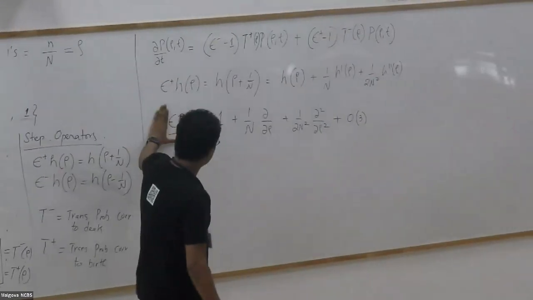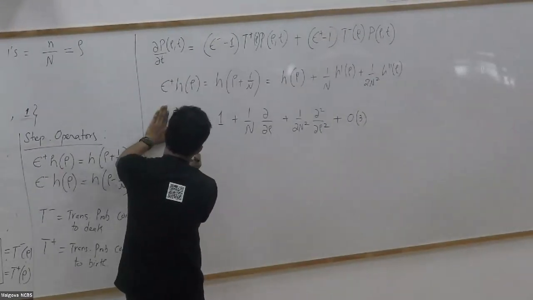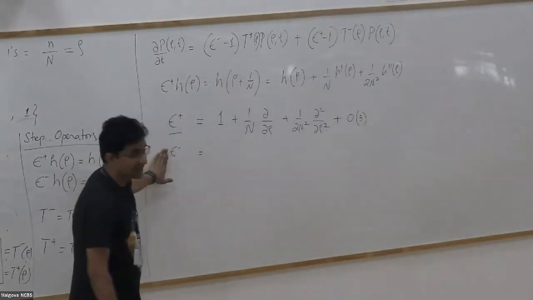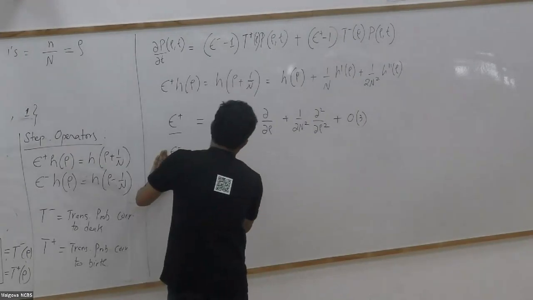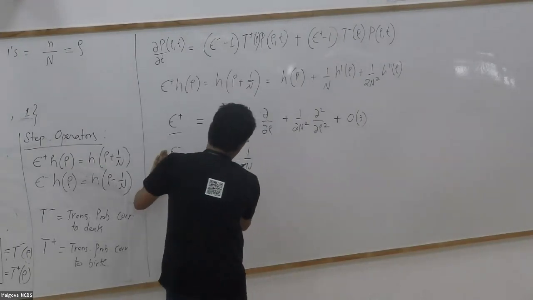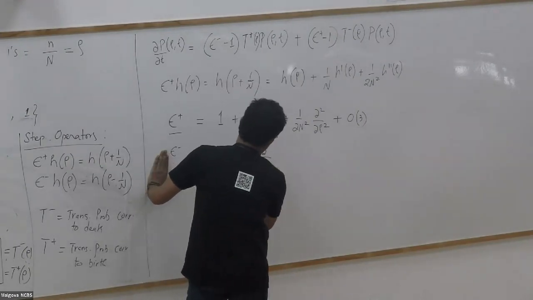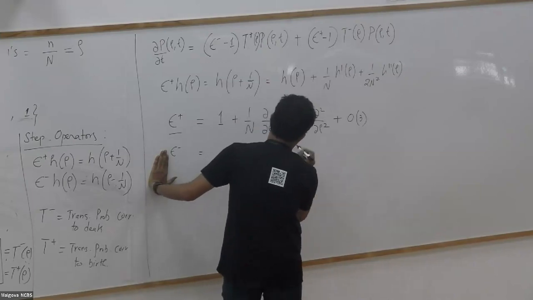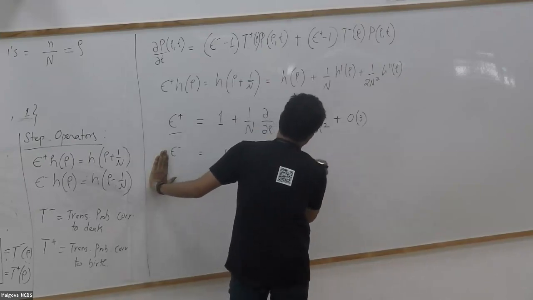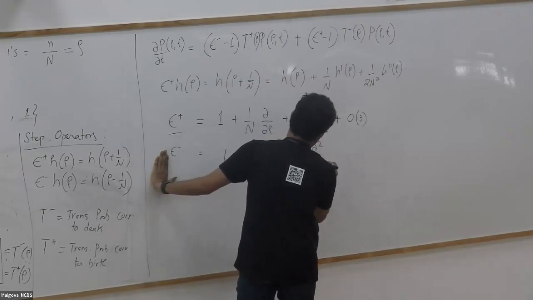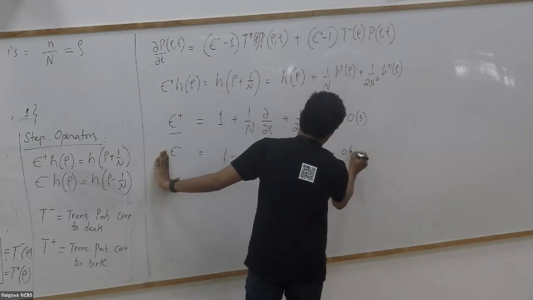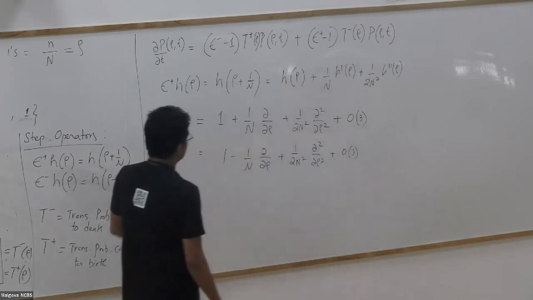If you now do something similar for the step operator that corresponds to the death term, you would have a minus term here, but this sign here doesn't change. Higher order terms.